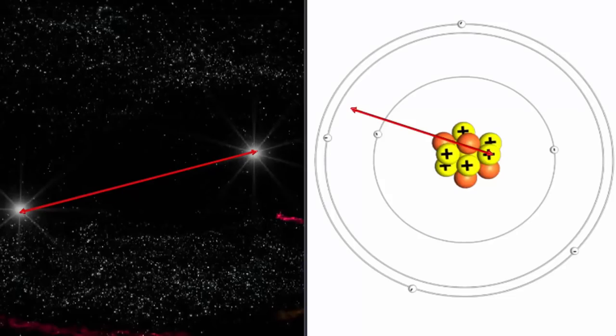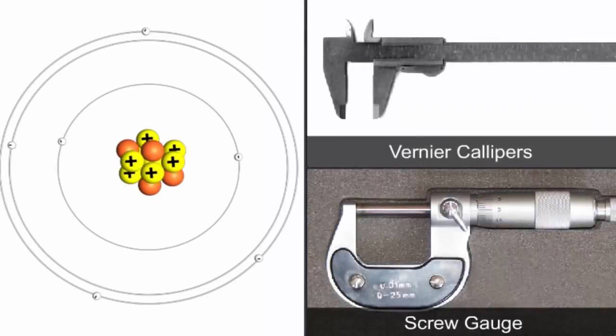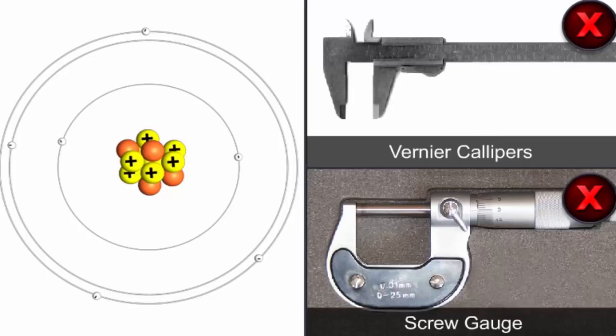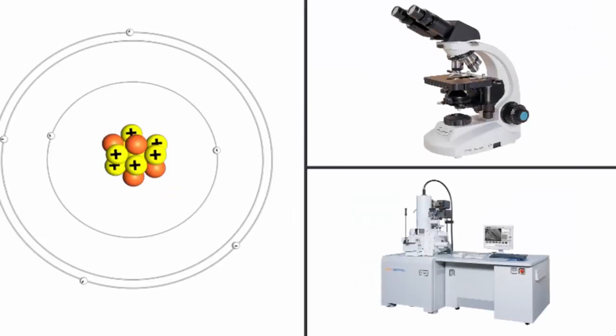That was about large distances. Let us now look at the other side of the coin, that is, smaller distances. To measure very small distances, such as the size of a molecule, we cannot employ devices like a vernier calipers or a screw gauge.